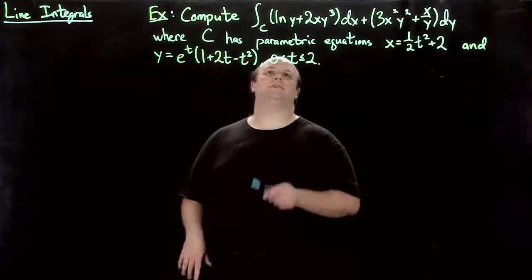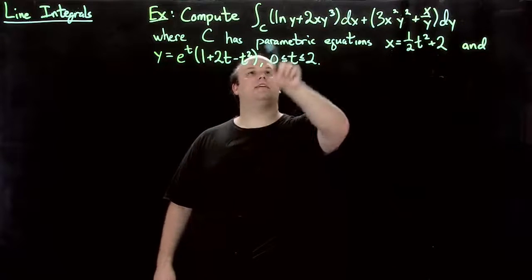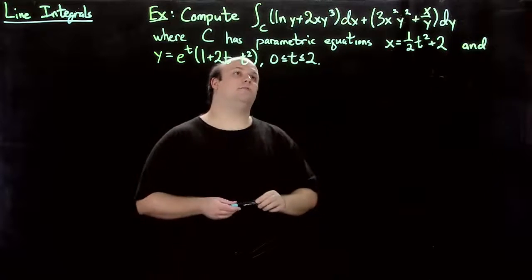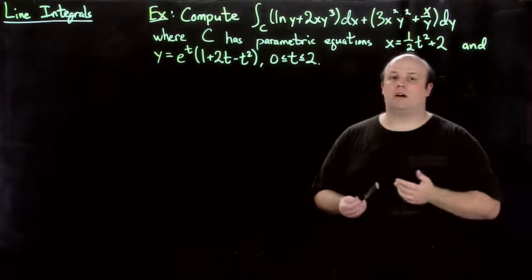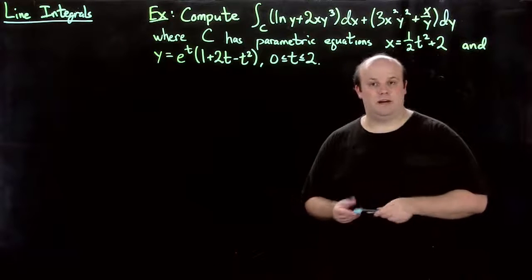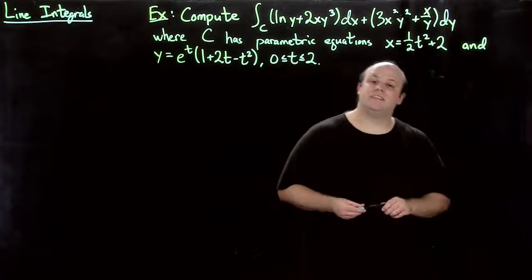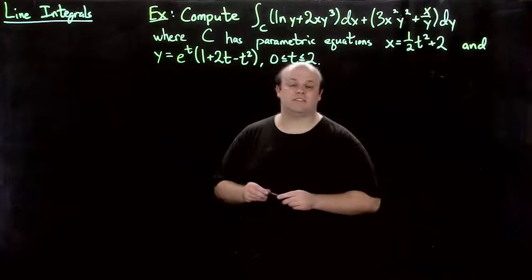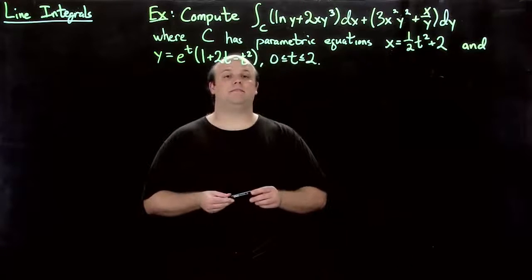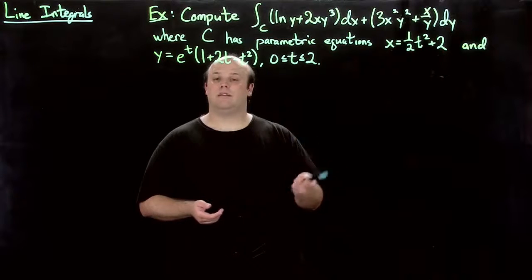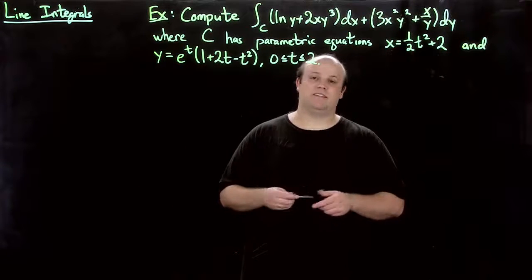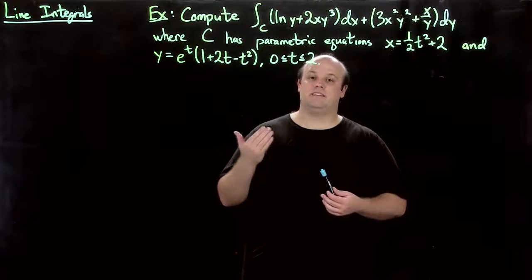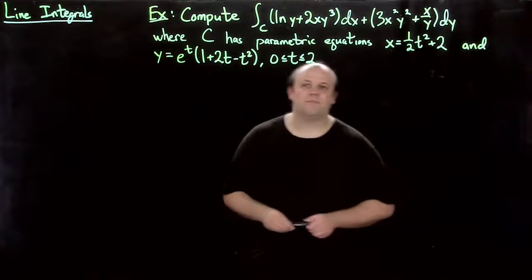Right? We're trying to compute a line integral along C of ln y plus 2xy cubed dx plus 3x squared y squared plus x over y dy. Right? And that curve C has parametric equations given by x equals a half t squared plus 2 and y equals e to the t times 1 plus 2t minus t squared. And this is as t goes from 0 to 2.